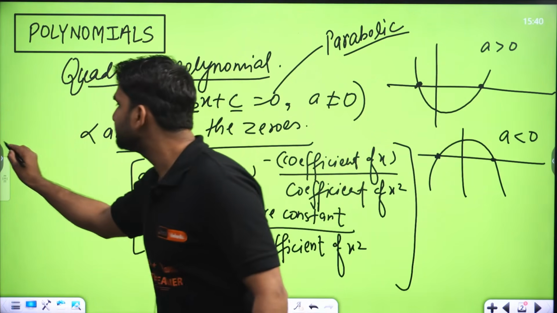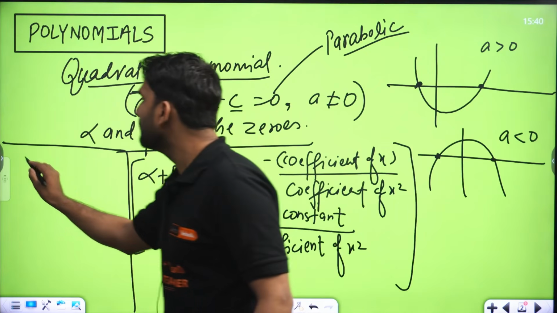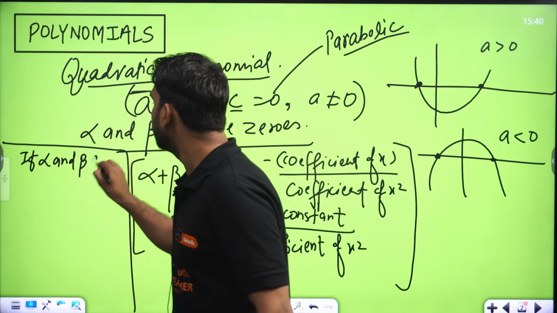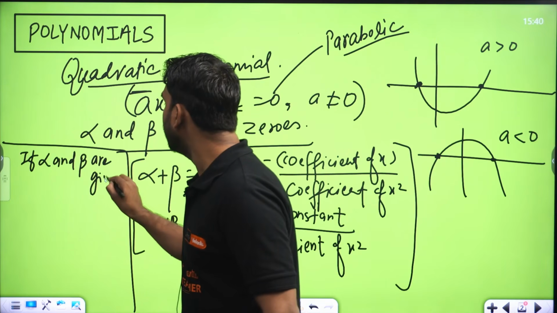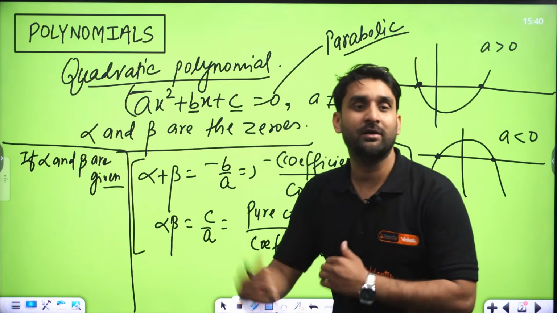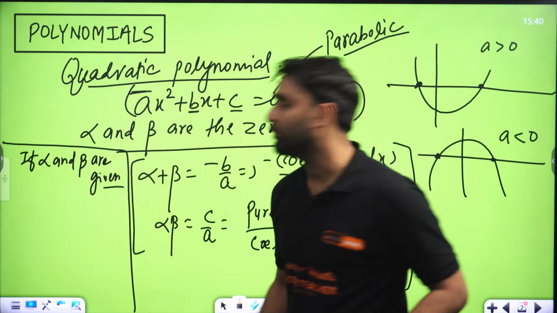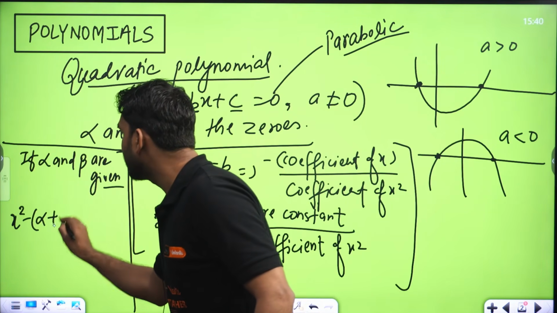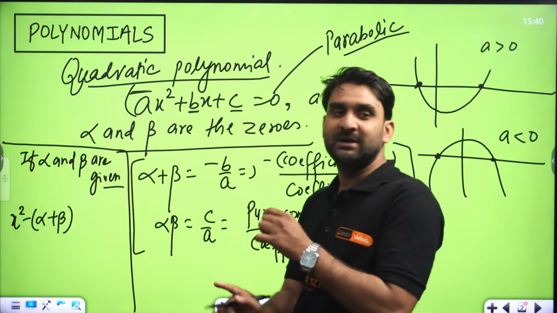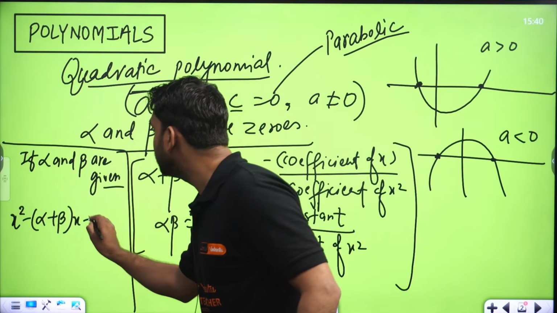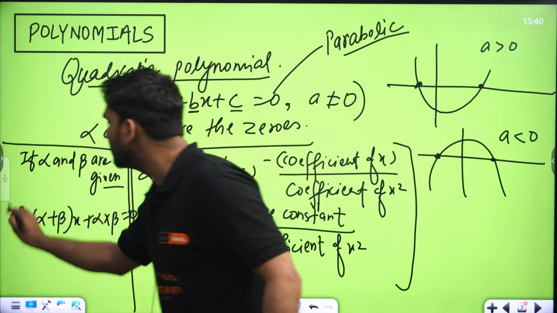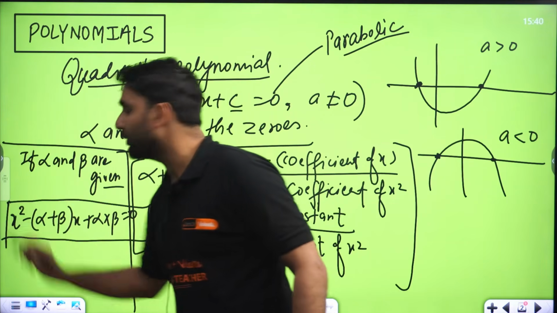If you know the roots, if alpha and beta are given, my dear, how can you find the quadratic polynomial? To find the quadratic polynomial, this formula will be used: x square minus (alpha plus beta), the sum of zeros, into x plus the product of zeros is equal to 0. You guys can use this formula to find the quadratic polynomial.